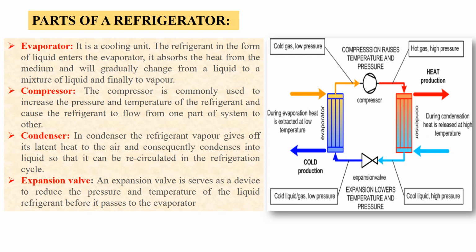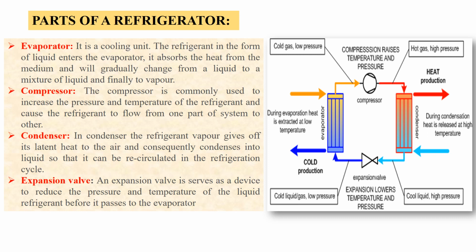The input of the evaporator is at low pressure and low temperature, but at the output of the evaporator the temperature is slightly increased and the pressure remains the same. The compressor is used to compress the refrigerant to high pressure and high temperature. Next, the condenser is used to reject the heat with the help of the refrigerant.